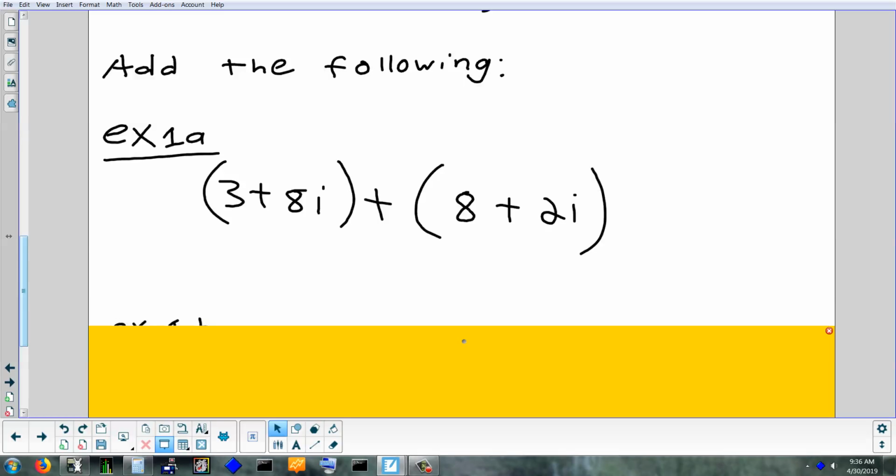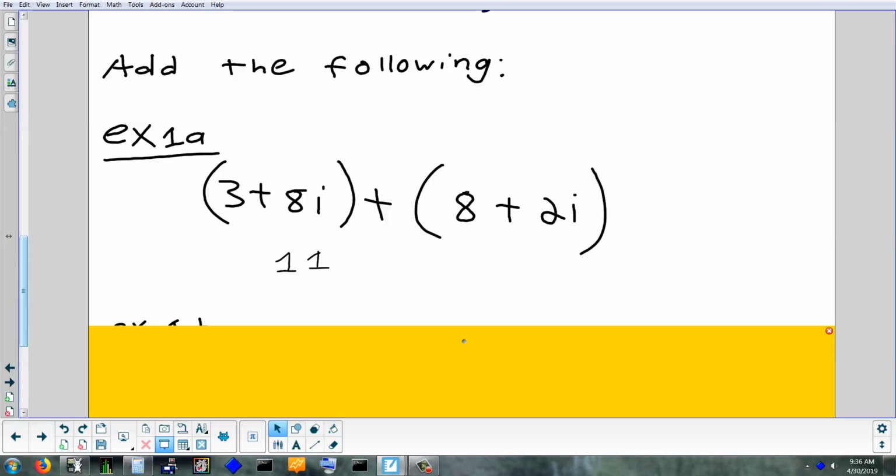So what's the real part in the first complex number? 3. What's the real part in the second complex number? 8. And combine them together to get a final real part of how much? 11. So we get 11.